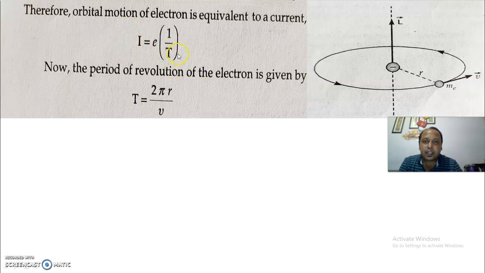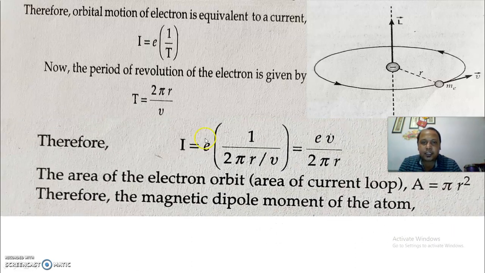Where the value of T, the time period, will be given by distance, which is 2 pi r, the circumference, divided by the velocity. So T will be given by 2 pi r upon V. Now let us put the values to find the value of I, which is E by T. So 2 pi r upon V comes to the denominator. So we have the value of I, current, as EV upon 2 pi r.